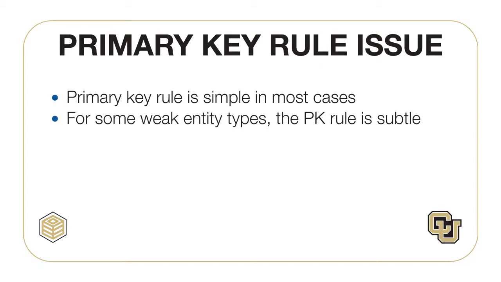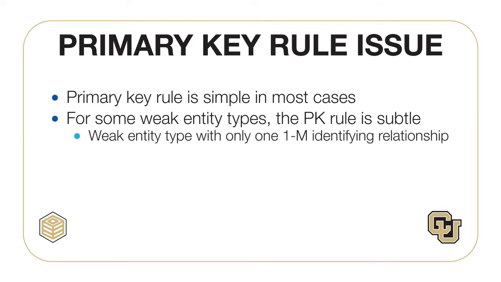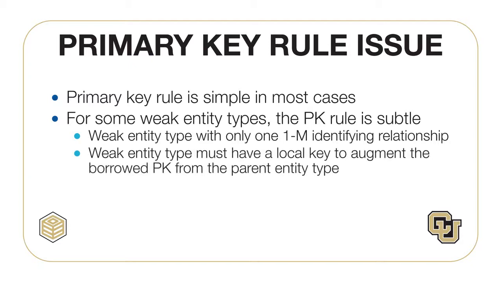For weak entity types, identifying missing primary keys can involve two entity types, a parent and a child, in a one-to-many relationship. For a weak entity type with only one one-to-many identifying relationship, the primary key consists of a borrowed primary key from the parent entity type and a local key from the weak entity type. The primary key rule is violated if the local key is missing.